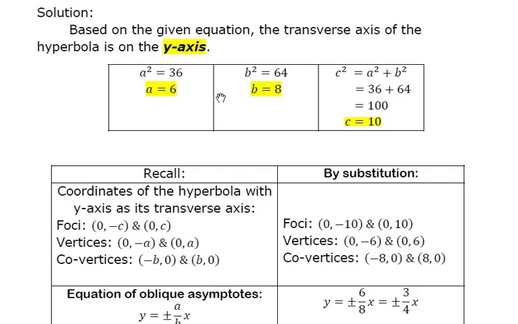Co-vertices, we have b. So we have plus or minus b, 0 as coordinates. The value of b here is 8. So we have plus or minus 8, and 0.